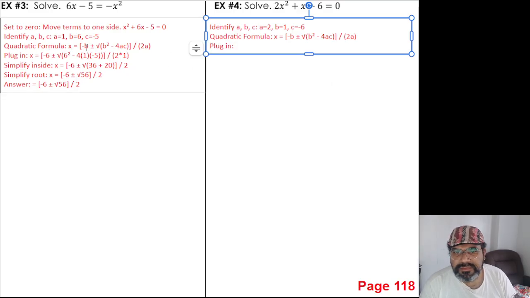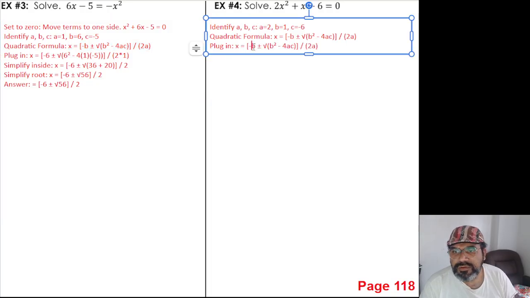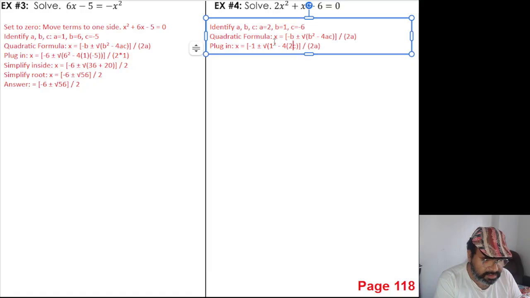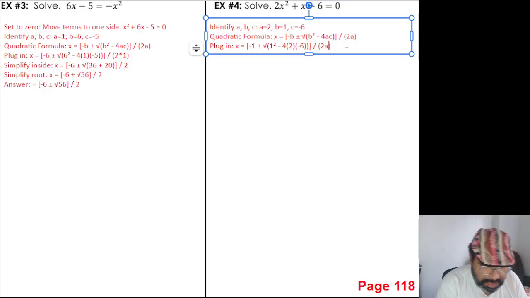Let me just type here with you guys the plug-in. Make my life a little bit simpler. I'll show you how we plug in. Who is B? B for us is 1. Then 1 here. Plus or minus the square root of B squared. Who is B? B is 1 again. For AC, A is 2, parenthesis 2, and C is negative 6. Negative 6. 2 times A is 2 times 2.